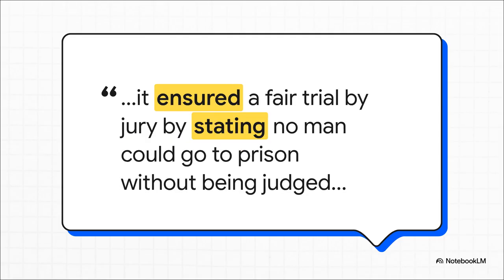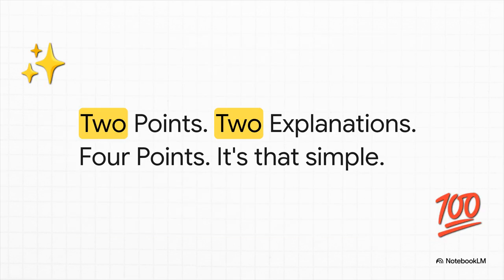And now for the second effect. They identify point number 2. It ensured a fair trial by jury. Great, but again, they keep going. They explain how it did that by stating no man could go to prison without being judged by his equals. Boom, there's your second point with its own explanation. And that's it. That's the whole magic trick. 2 different points, 2 clear explanations. That equals 4 points. It's a perfect score. It really is that straightforward.